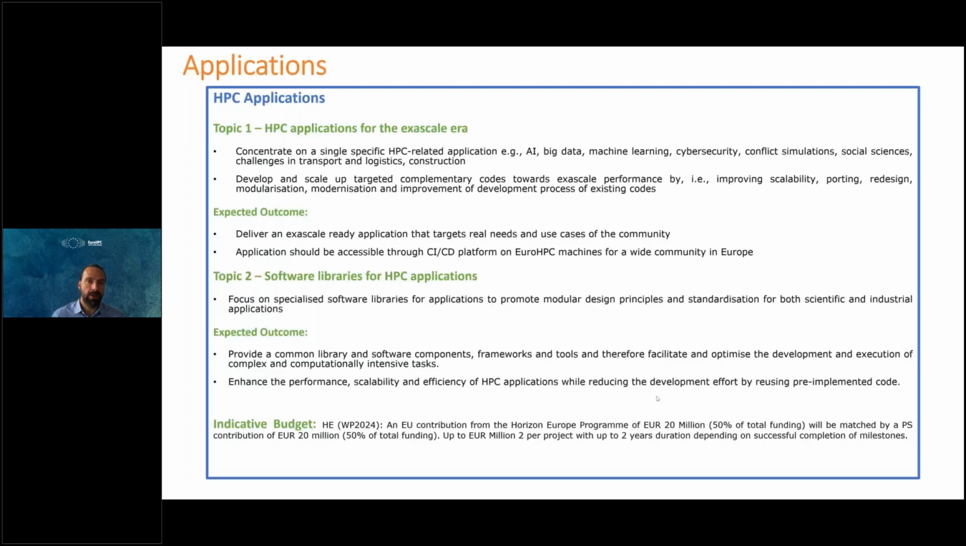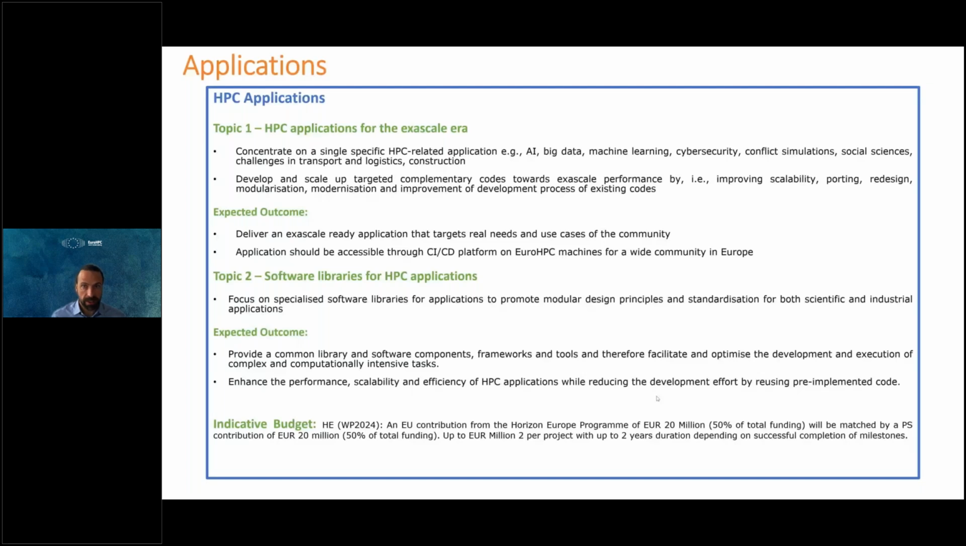So here we would intend to work with smaller grants and focus on individual HPC related applications, including also artificial intelligence, big data, machine learning, potentially cybersecurity and other applications. We are also considering to open a second topic in this call on software libraries, which is in line with our multi-annual strategic program that aims to increase the modularization of our HPC software ecosystem to make components more reusable, to share more code, to share more software between applications. So there may be two topics in this, and we are currently considering about 20 million EU contribution for this topic.